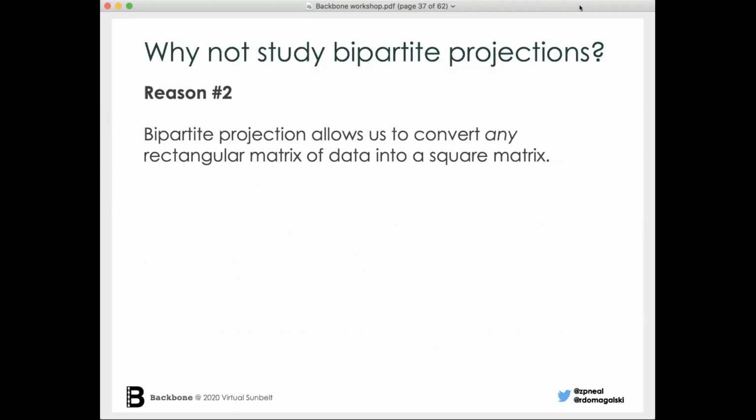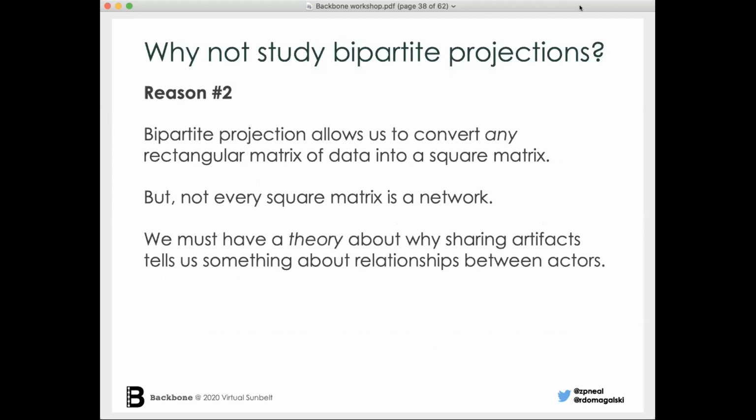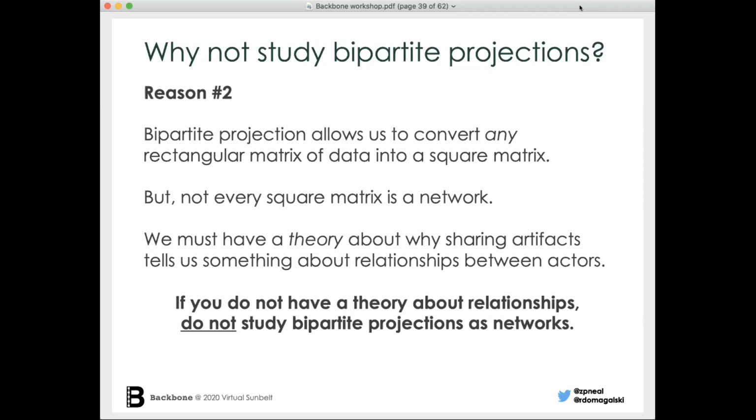So the second reason we might not want to study bipartite projections is that bipartite projection allows us to convert any rectangular matrix of data into a square matrix. The problem is that not every square matrix can be interpreted as representing a network. To allow us to interpret a bipartite projection as a network, we also need a theory about why sharing artifacts tells us something about the relationships that exist between actors. So if you do not have a theory about relationships that can be derived from agents or actors sharing artifacts, again, it's unwise to study bipartite projections.